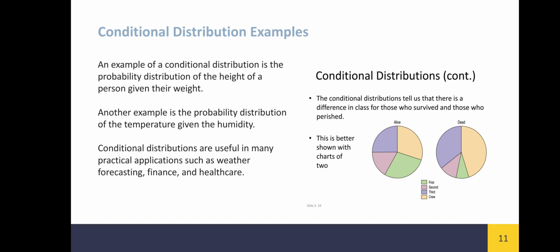So the conditional distributions tell us that there is a difference in class for those who survived and for those who perished. This is better shown in the charts given here.